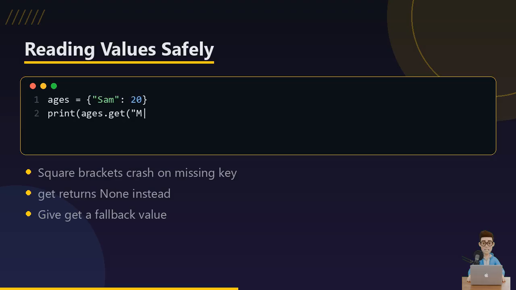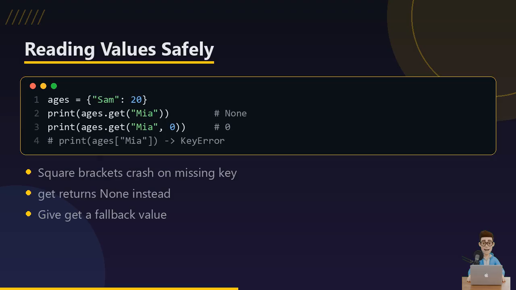So you might wonder what happens when you ask for a key that isn't there. Square brackets throw a KeyError and stop your program cold. The get method is gentler, it hands back None, or a fallback you choose like 0. In short, use get when you're not sure the key exists.